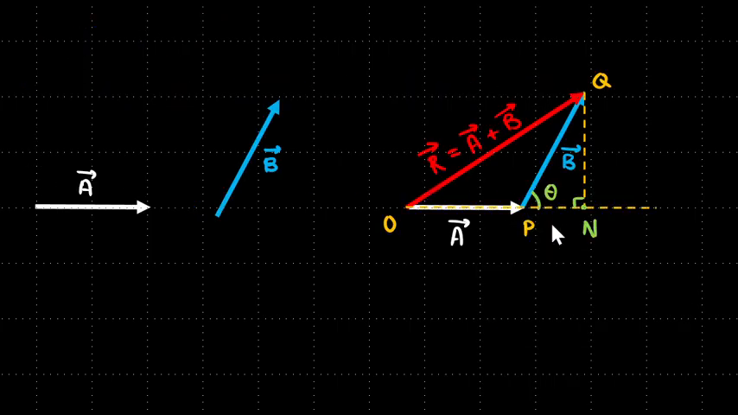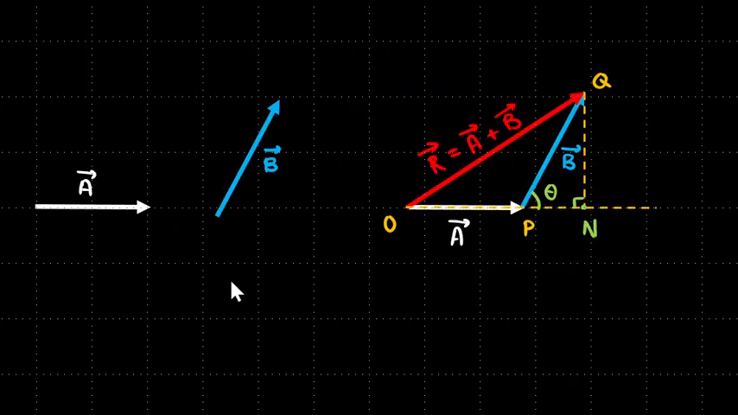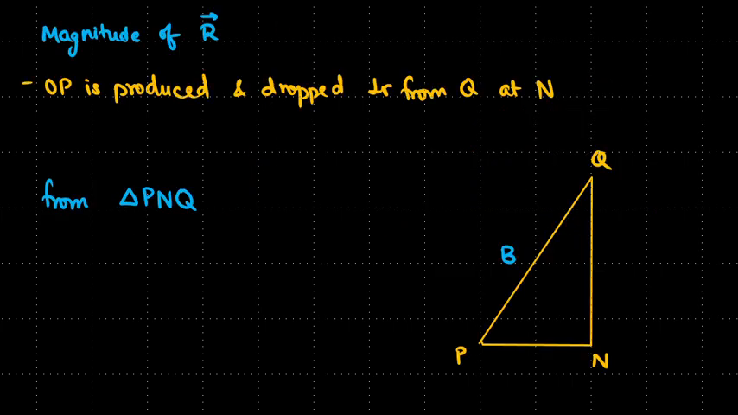Also, let's go back and we see that this is P and Q. So let's add that as well. So this is P, N, and Q. Also, there is this 90 degrees and theta right over there. So we have an angle of theta and 90 degrees, right?